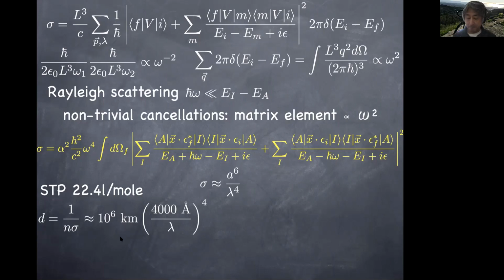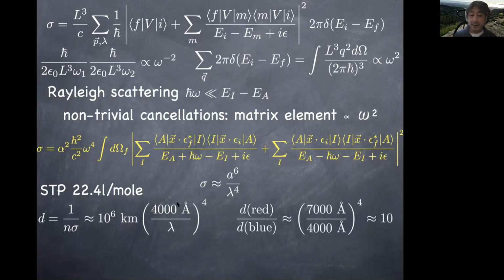So that's good. But now we have the steep power, which is the fourth power in wavelength. If you stick in the red light instead, which may be, say, 7,000 angstrom in wavelength, then the mean free path is 10 times longer for the red light, because the longer wavelength suppresses the cross-section.